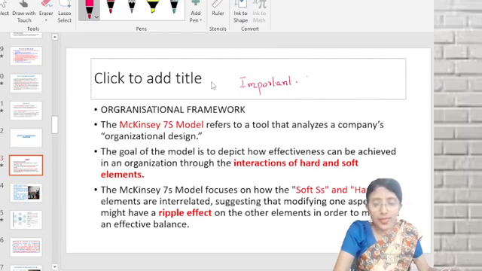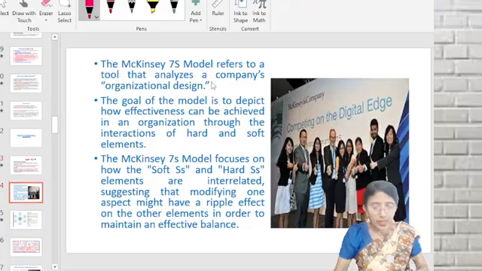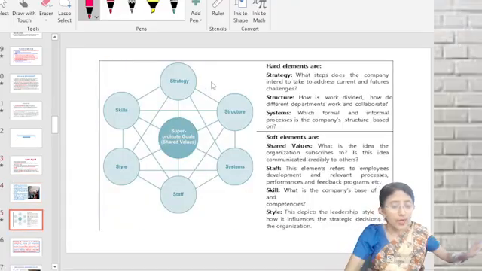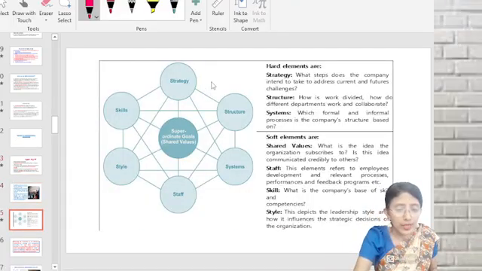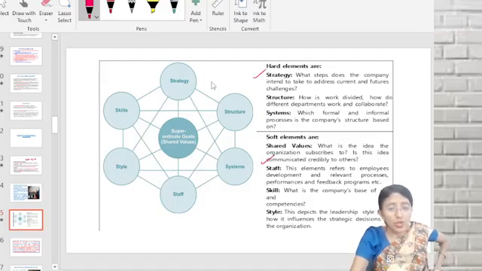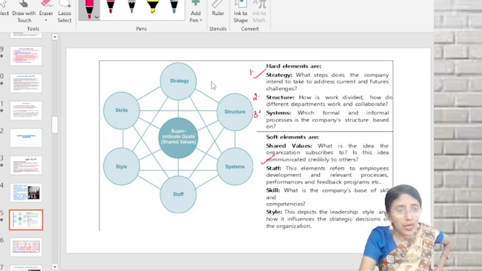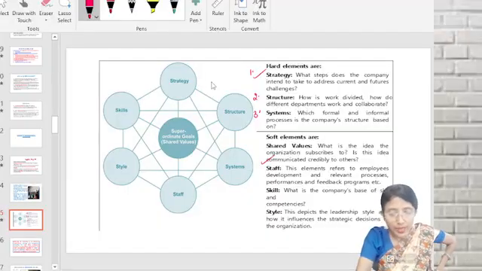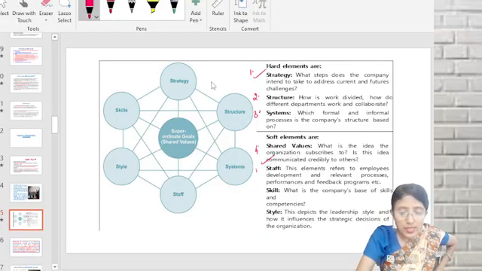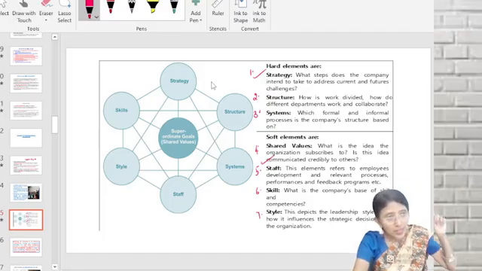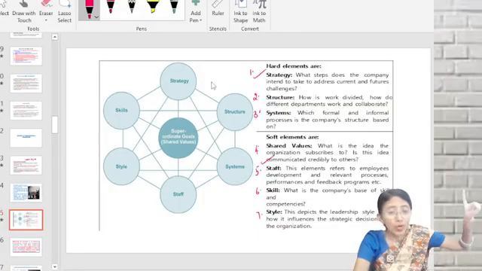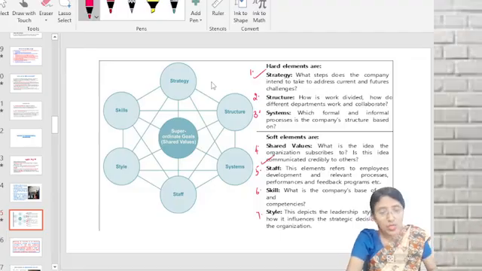Both for essay type and MCQs. And now there is one point here. What are the hard S's and what are the soft elements? Mark it as important. Hard, soft. Your strategy, structure and systems are seen as hard elements, whereas shared values, staff, skill and style are soft elements. Please study the 7S model of McKinsey and what comes as hard elements and what comes as soft elements.